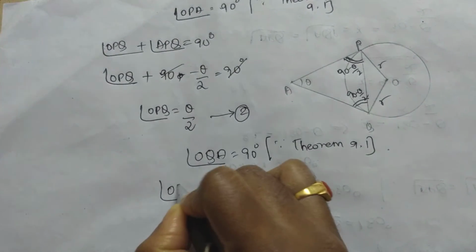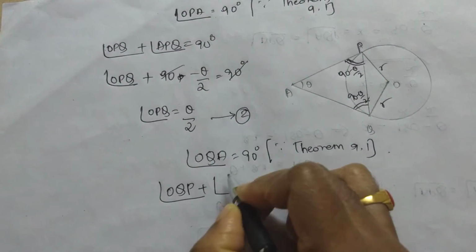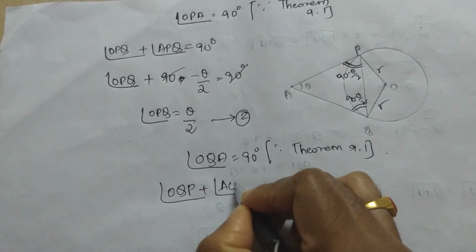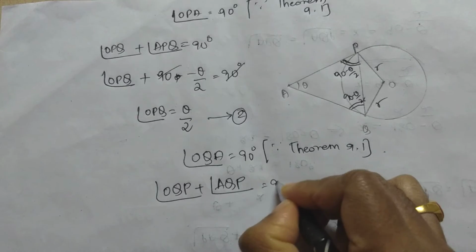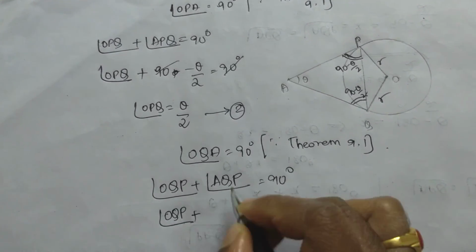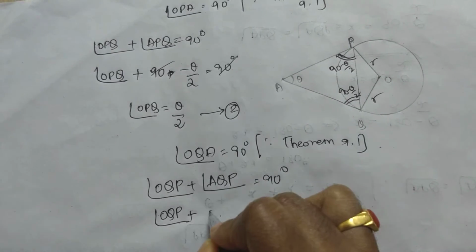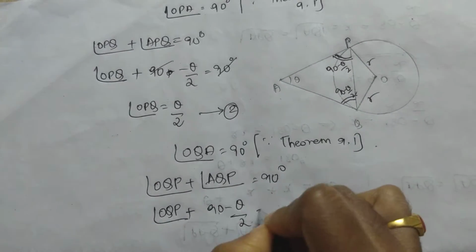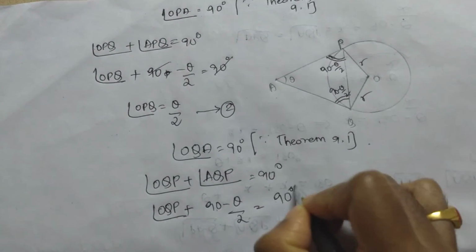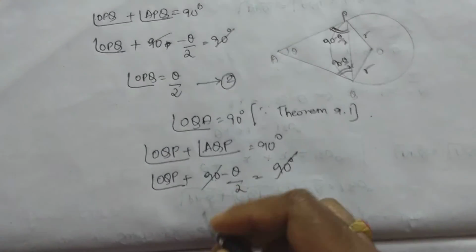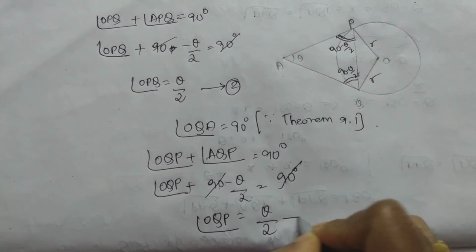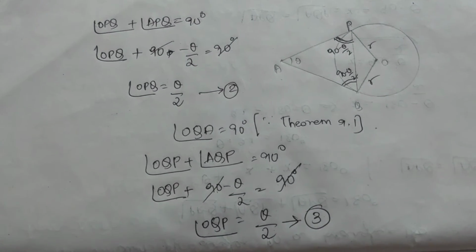So angle OQP plus angle AQP equals 90 degrees. We have to find this OQP. So what is AQP? We got it as 90 minus theta by 2, since AQP and APQ are equal. So 90 cancels off. We get angle OQP equals theta by 2. Put this as equation 3.